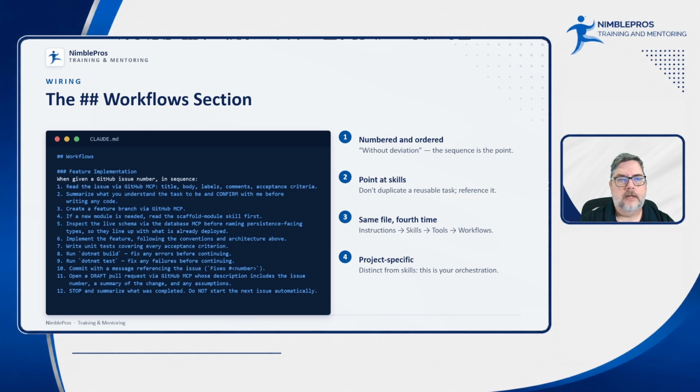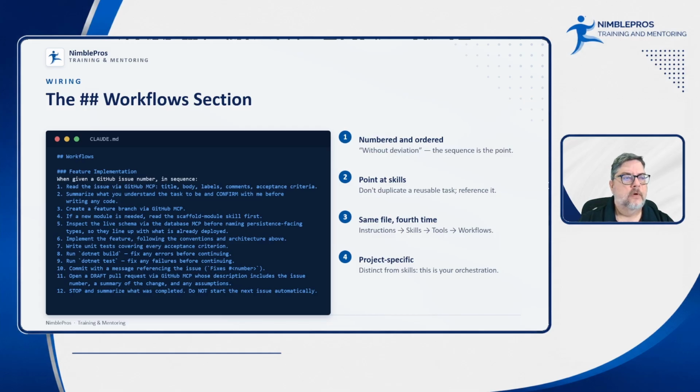Once all that is good and everything builds and tests correctly, then it's going to commit that with a message referencing the GitHub issue number, and it's going to open a draft pull request, again using that GitHub MCP tool. Then it's going to stop, summarize what it did, and wait for me to go on from there.